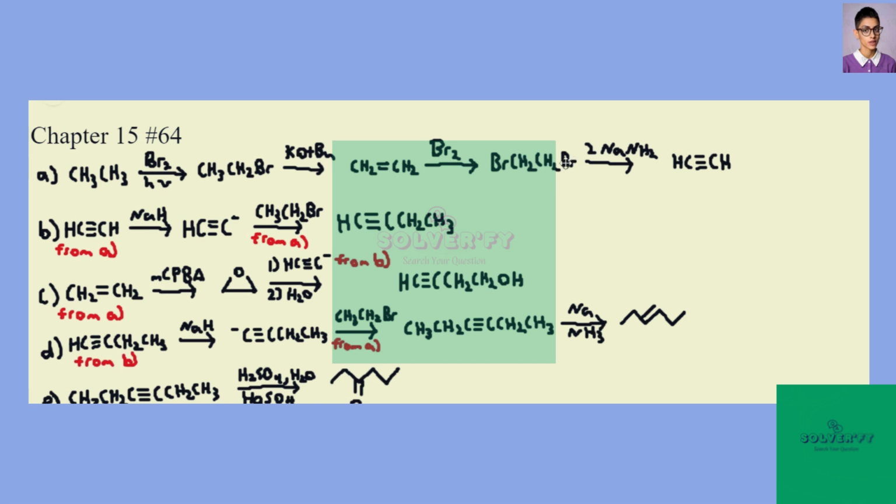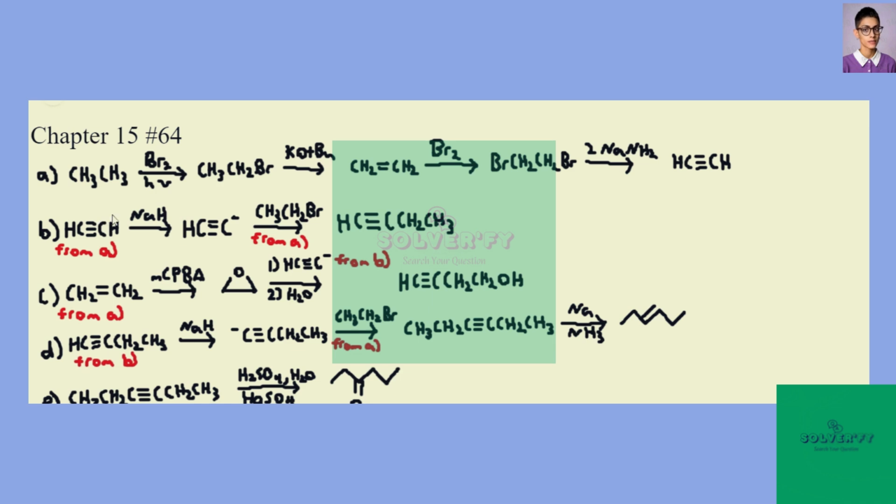And then remember, one equivalent of sodium amide will do one elimination reaction. Two equivalents of sodium amide will do a double elimination reaction. So that's what we're able to do, and that gets us to ethyne, acetylene. And that is the molecule that we were asked to make for A. And so that's A.